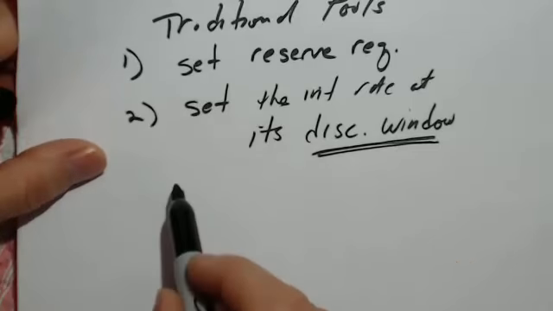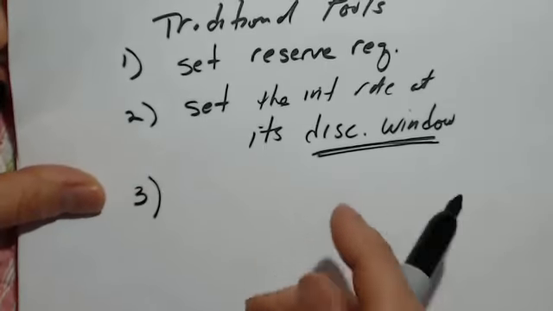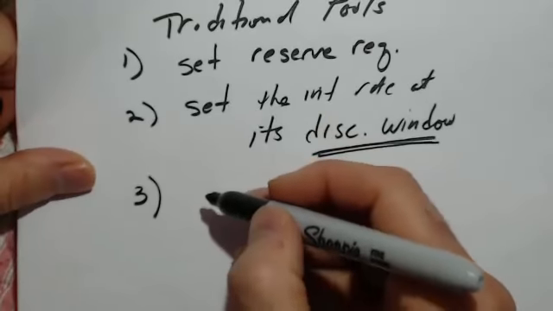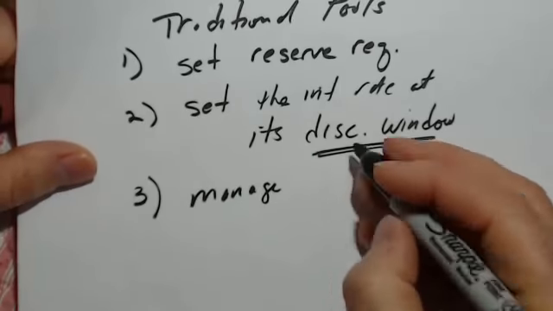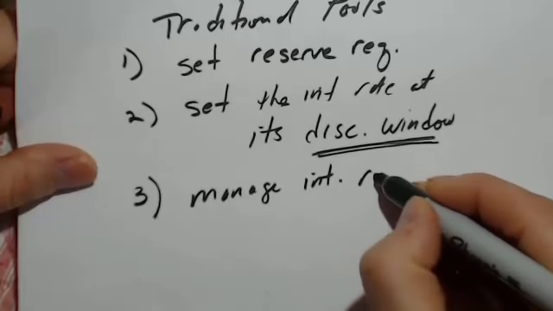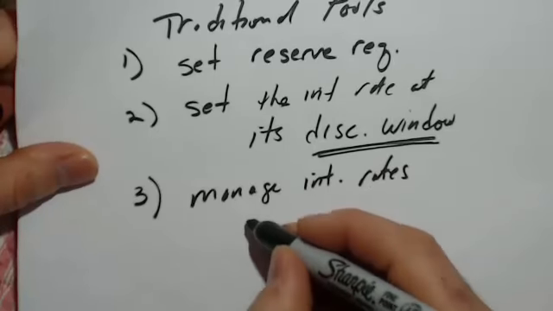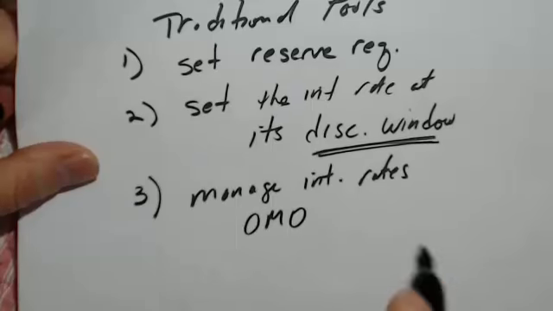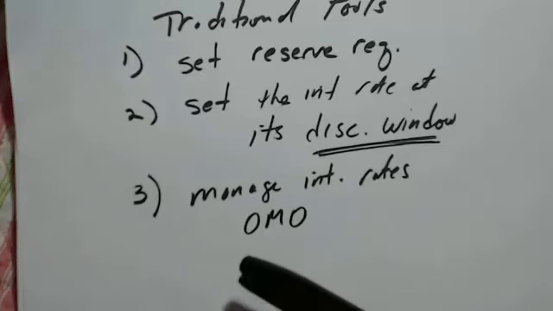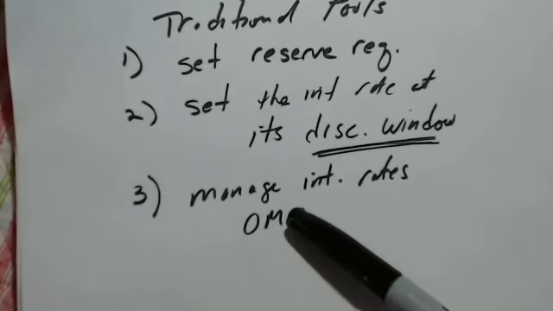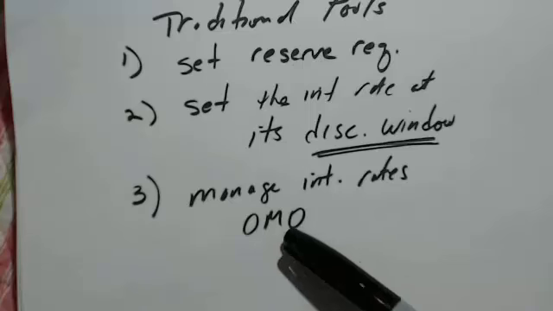So that's a tool that's used to manage the economy and to keep us from a banking crisis. The third method, the third traditional tool of the Fed is to manage interest rates through the buying and selling of treasury bills in what's called open market operations, OMO. I'm going to talk about how open market operations work, the buying and selling of treasury bills between the Fed and the banks.